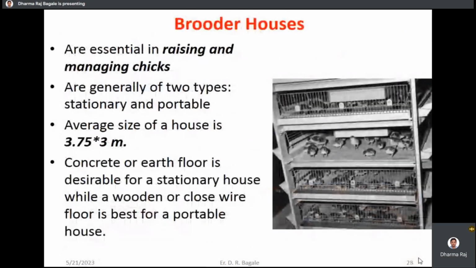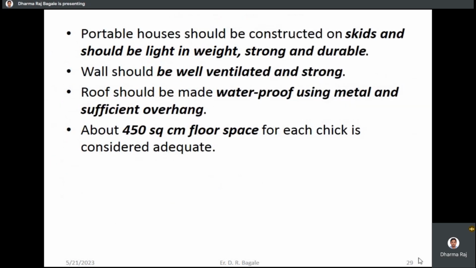Brooder system to house or to manage rising chicks, small birds. House rise from 3.75 to 3 meters, concrete stationary house or portable type of house may be preferred. Portable system should be lightweight, strong, durable, well ventilated, waterproofing material, sufficient overhanging to protect from rain. About 450 square centimeter for each bird is required.